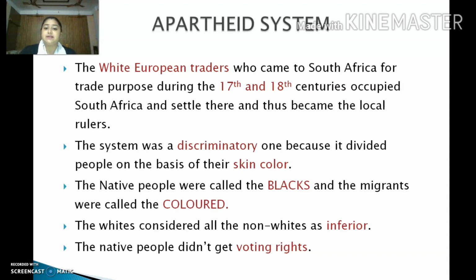So the whites considered that all the non-whites were inferior, and the native people had no rights at all in their own land. They were not even given their basic right to vote. All their political rights, it is also mentioned in your book, when you read you will understand, all the voting rights, the various political rights that every human being should possess, everything was taken away from the native people because they were black.